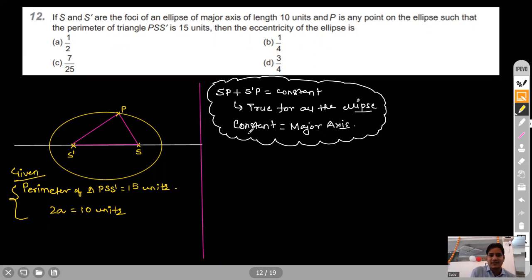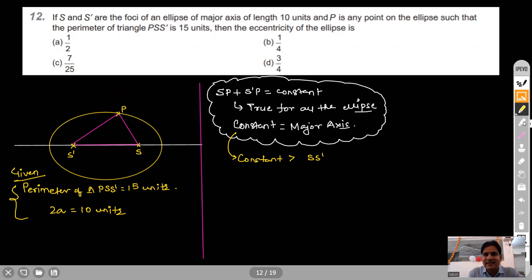This constant must be greater than SS dash. So I'm talking about the distance, like this distance. In this way, we can give another definition of ellipse. Hope it is clear to all.